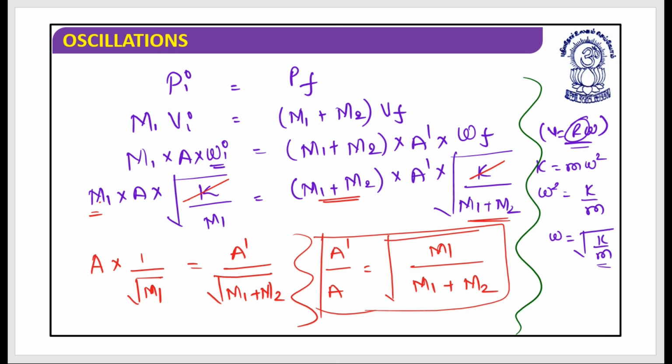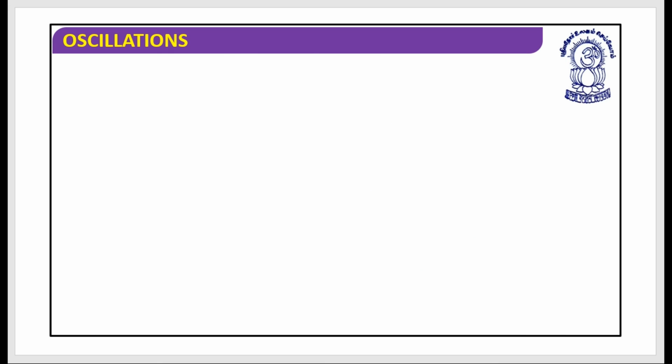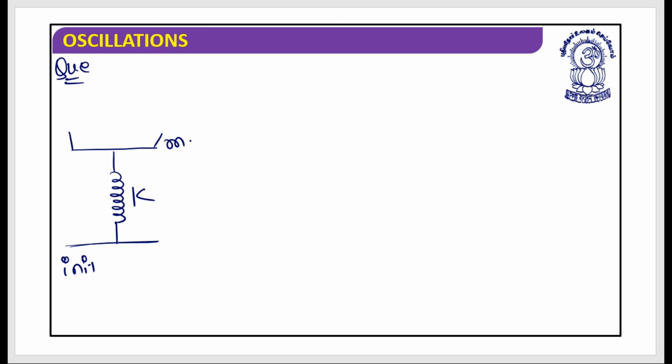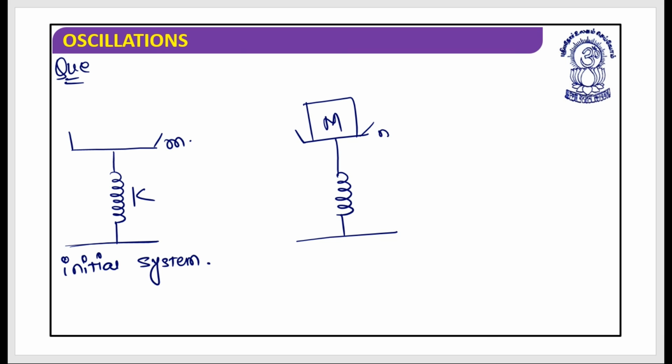Ready for one more question? Are you ready? Let's have a look. Suppose the situation is something like this. This is a certain container over there, and this is a spring, this is the rigid surface, this is the k, and this is the m. This is the initial system, and after a certain time it has happened something like this, that one more block has arrived over here, on this spring.